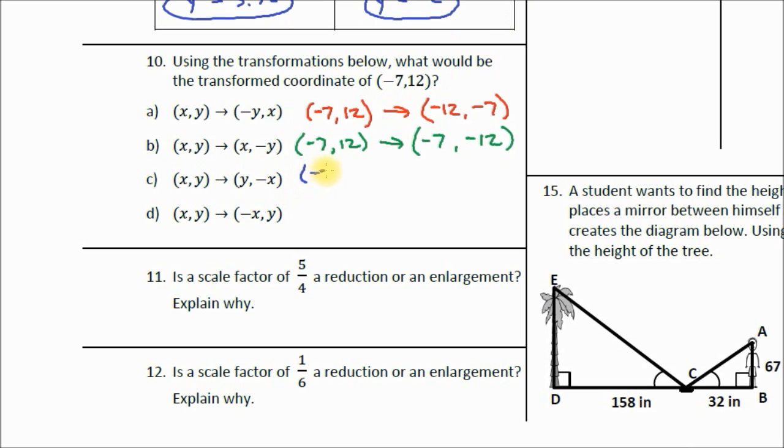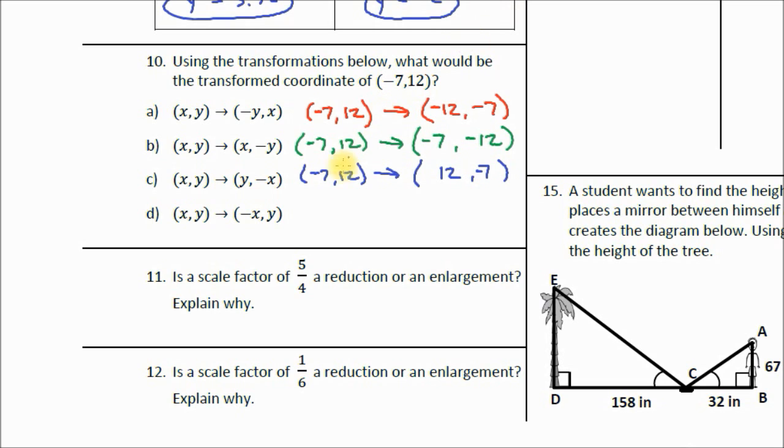Letter C, let's go through this transformation notation. X moves from the x position to the y position, and the sign flips. So negative 7 moves to the end of our coordinate, and the sign flips. Y moves to the front of our new coordinate, the x position, and our sign stays the same. So that's just 12. So 12, 7. You know, let's take a look at this, and I might have made a mistake here. The x value moved to the y position, and the sign flips. So that should have been negative 7.